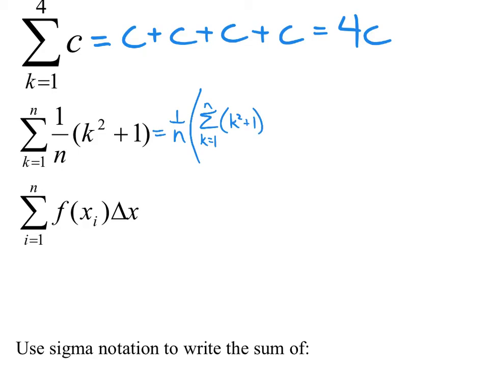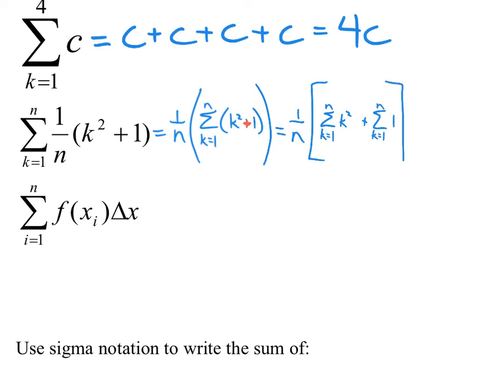Now, here's another thing. This is another rule of sums that we have talked about briefly in the past, or a long time ago, and that is if I have the sum of two things inside the sigma notation, I can take the sum of each one separately. Okay, so if I see addition or subtraction here, I can take the sum of those separately. So I still have the 1 over n. I'm going to put some brackets here. I'm going to have the sum from k equals 1 to n of k squared plus the sum from k equals 1 to n of 1. Okay? So there's that addition that we had. We separate it into two different sums. Now, why would I do that?